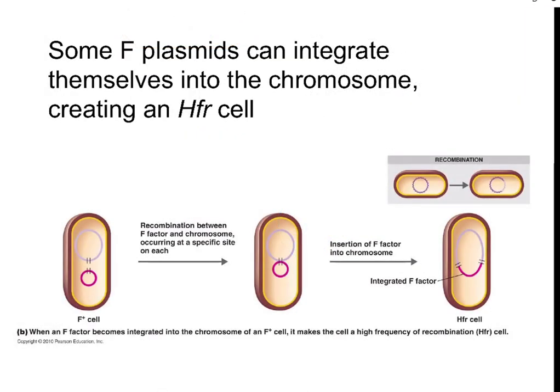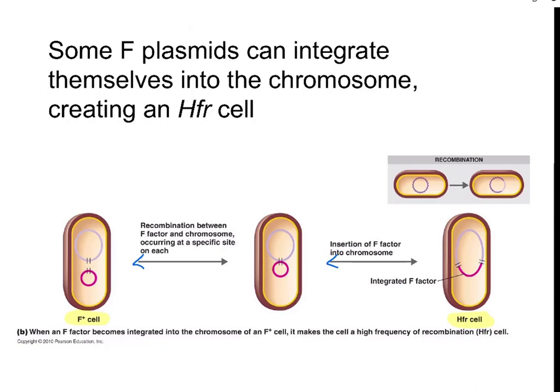This is your textbook's image showing how an F plus cell, which is over here, can become an HFR cell. And what's not really shown is that we can go backwards too. So an F plus and an HFR cell are interchangeable, meaning that these are forms of how you carry the F plasmid. Are you a distinct F plasmid? That would be an F plus cell. Or is your F plasmid fused with your chromosome? That's going to be your HFR cell.